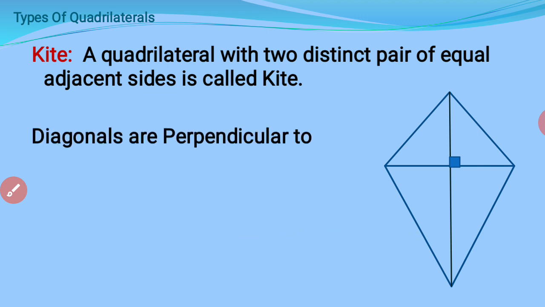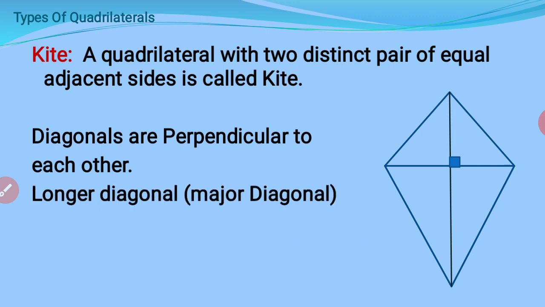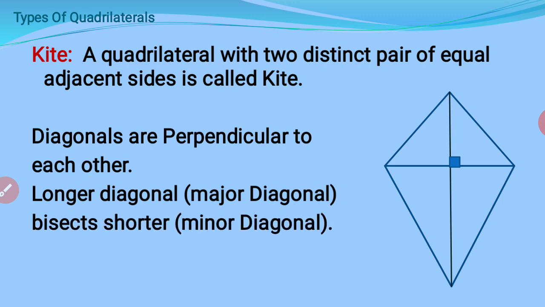In a kite, the properties are: diagonals are perpendicular to each other. So we can see that both the diagonals form an angle of 90 degrees. Here the longer diagonal, also known as the major diagonal, bisects the shorter, that is the minor diagonal. We will see that these two parts of the shorter diagonal are equal in length, whereas the longer diagonal is not at all bisected. It actually means the longer one bisects the shorter diagonal.